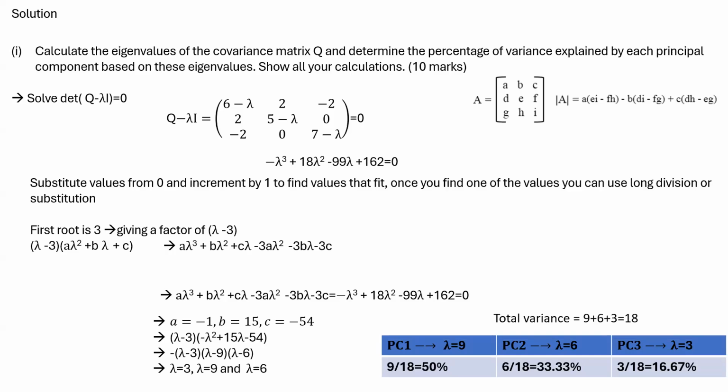For PC1, which is represented by eigenvalue 9, we're going to have 9 over 18, which is 50%. For PC2, we're going to have 6 over 18, which is 33.33%. For PC3, we're going to have 3 over 18, which is 16.69%. So that's the contribution there, and you can see it adds up to 100. So that's the first part done.